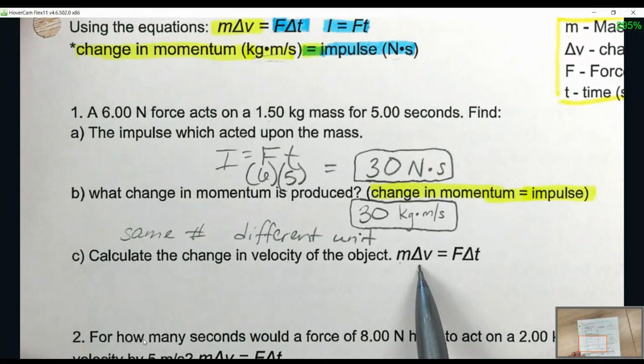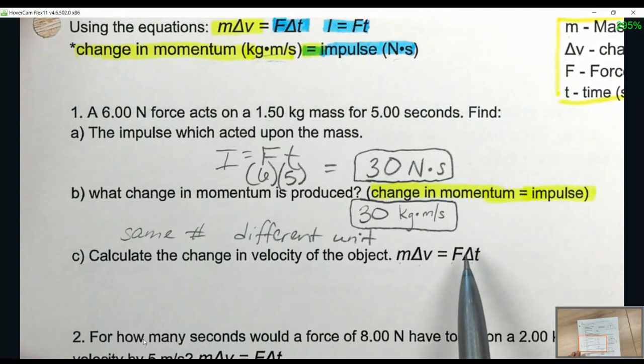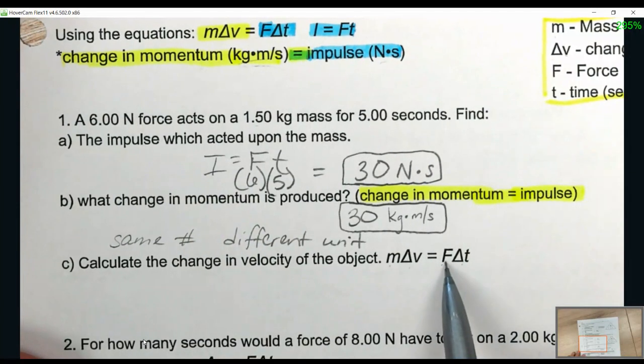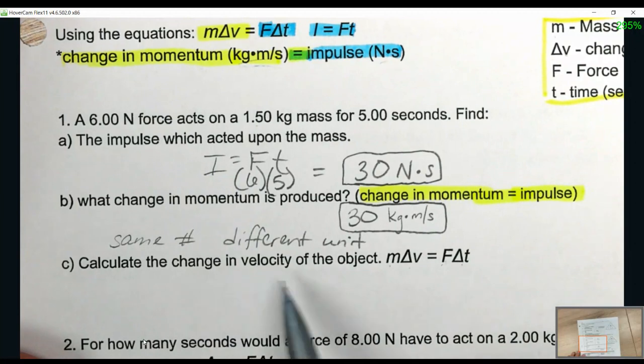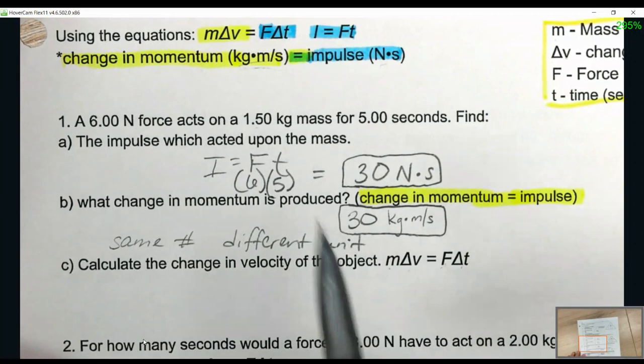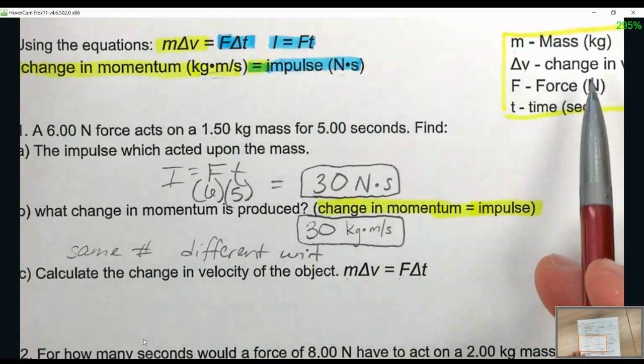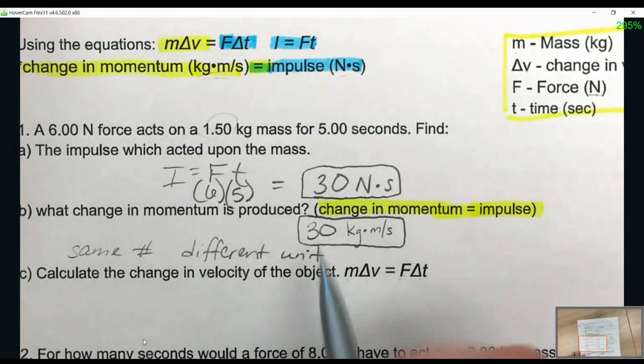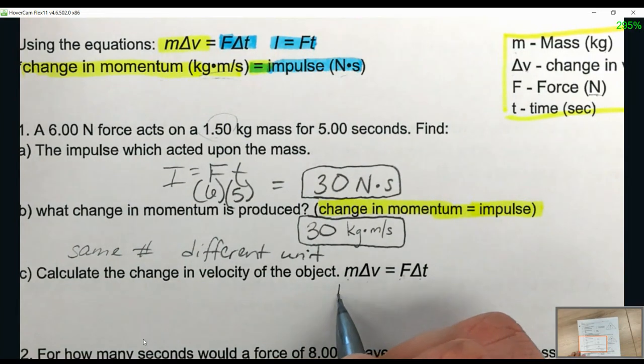The mass times the change in velocity, force times the time. And you may see sometimes the delta T, start time and finish time, but it should be just force times time. So they want you to calculate the change in velocity. So let's see. kg is mass. We're going to put that number directly under m. So I'm going to put the 1.5 directly under m.